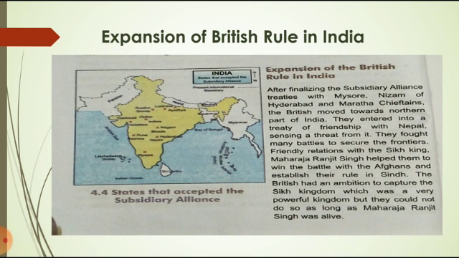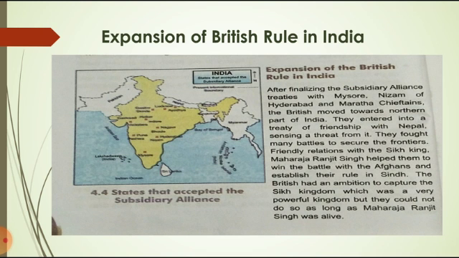Then they entered into a treaty of friendship with Nepal, sensing a threat from it. They fought many battles to secure the frontiers. To secure frontiers means to secure the line of border separating two countries. That border separating the two countries is known as the frontier, and so they fought the battles because they wanted to secure those frontiers.